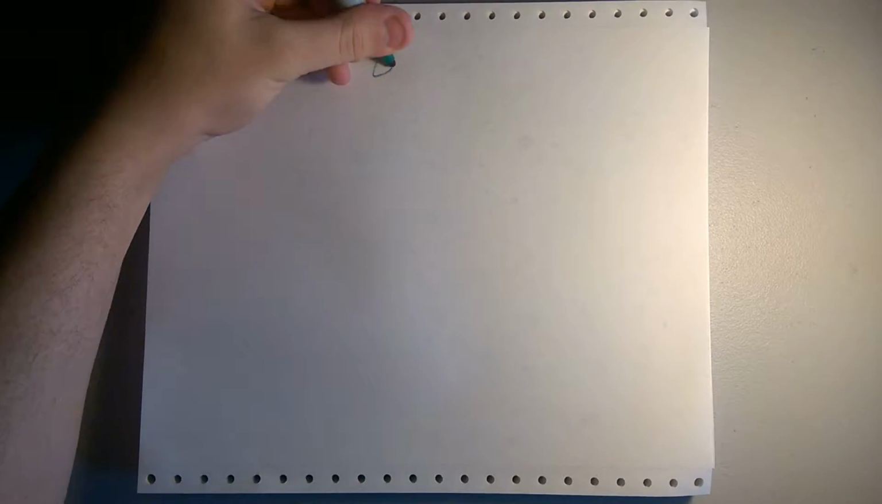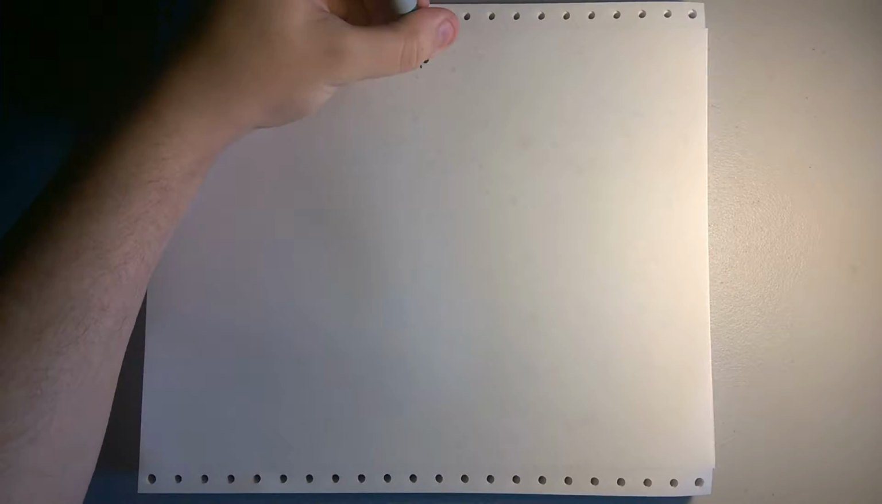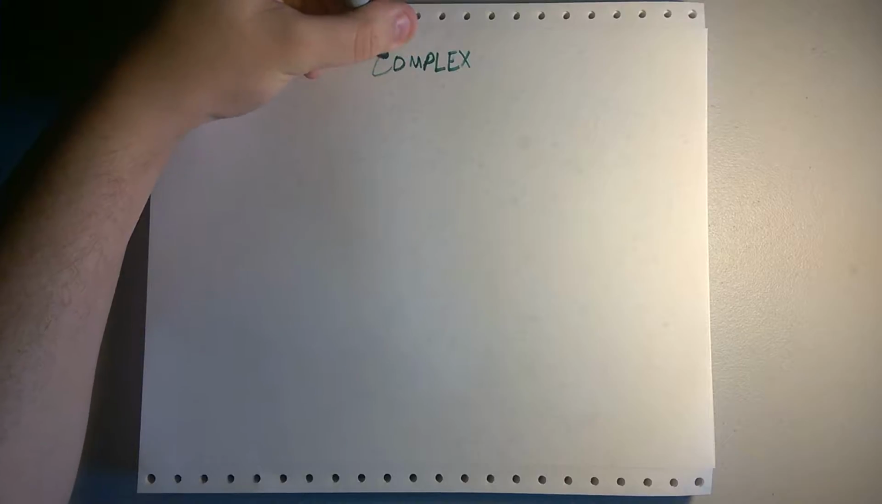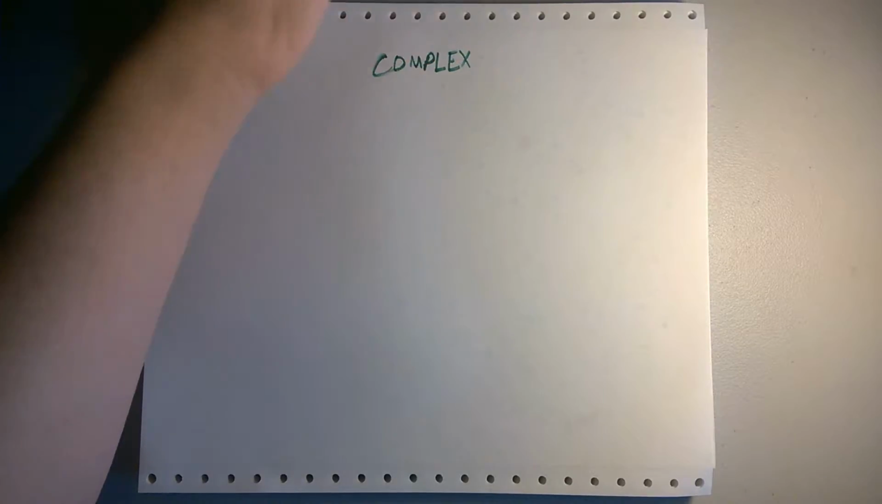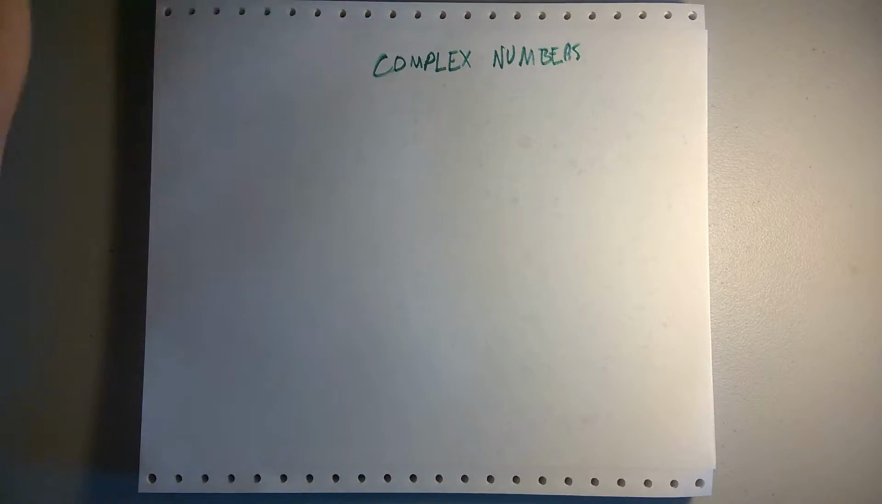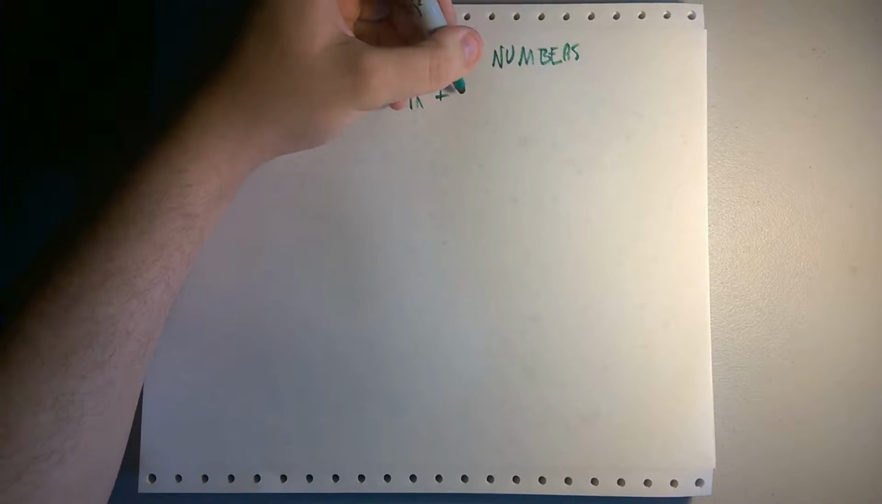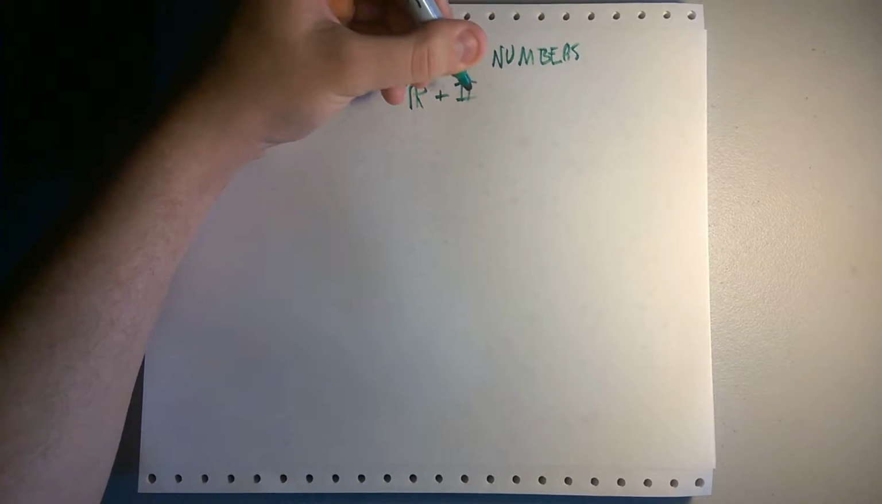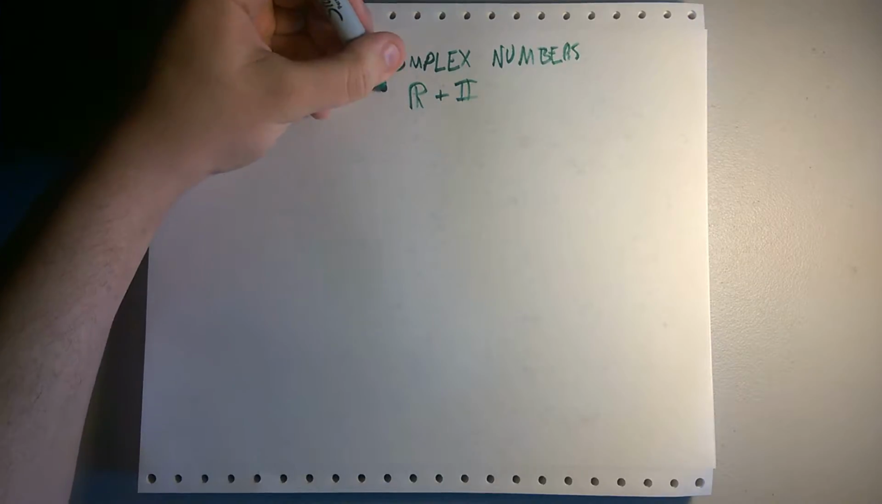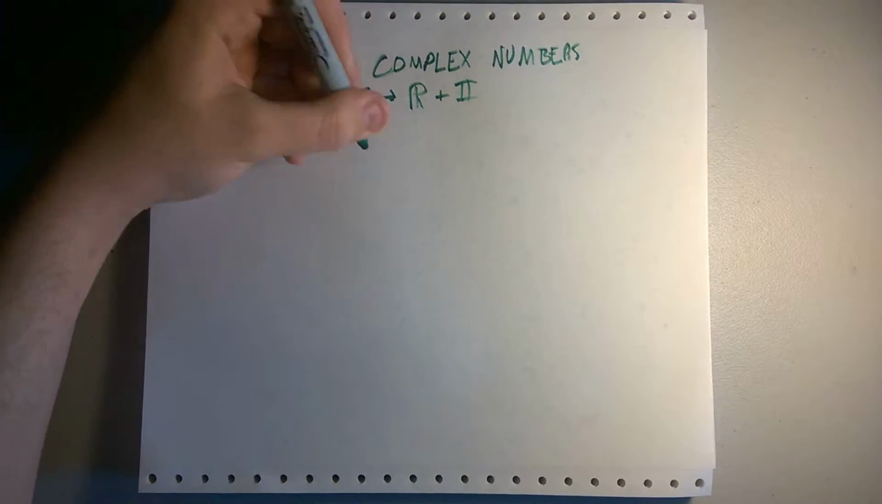Alright, let's talk about complex numbers. Complex numbers are actually a mix of two numbers in a sense. Sorry, let's spell it all out. It's when you have a real number plus an imaginary number. That's a complex number.